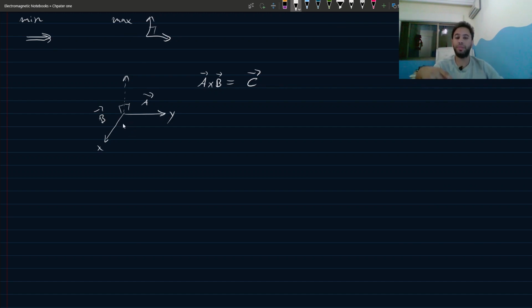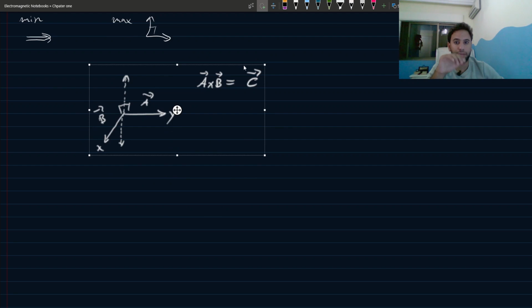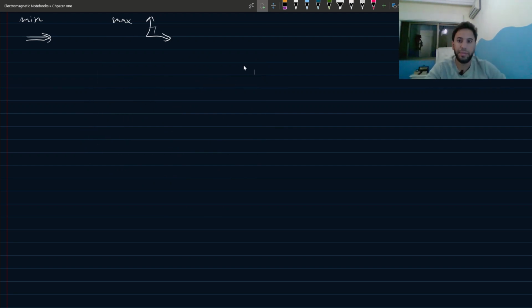And what is perpendicular to vector A and vector B? In this case, it is the z-axis. However, it could be positive z or negative z. And we will talk about that in a second. First of all, we need to discuss how do we cross multiply.